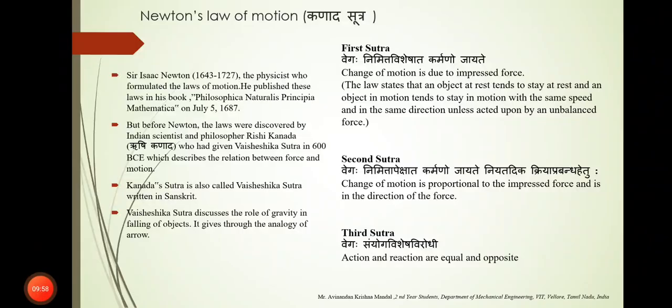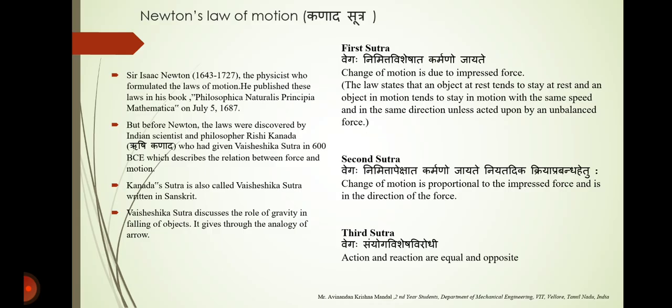Then another aspect that needs to be discussed is why the Sanskrit text or Sanskrit literature is required to be revisited again. This is a case related to Newton's law, which everybody is familiar with. Newton's law of motion was given in the 18th century by Sir Isaac Newton, the famous physicist. But before Newton, such laws were given by Rishi Kanad. He has given these in the form of sutra, Vaisheshik Sutra, in 600 BCE. So far before Newton, this Rishi Kanad has given them in Sanskrit sutra form.